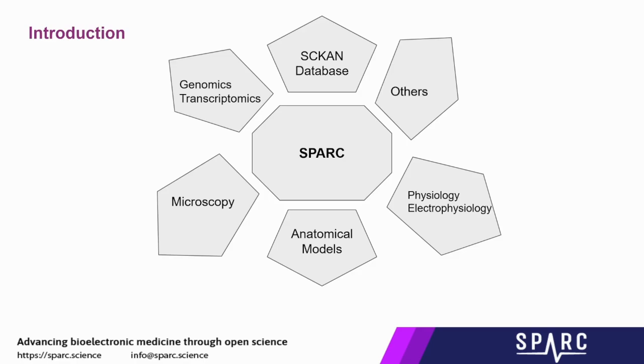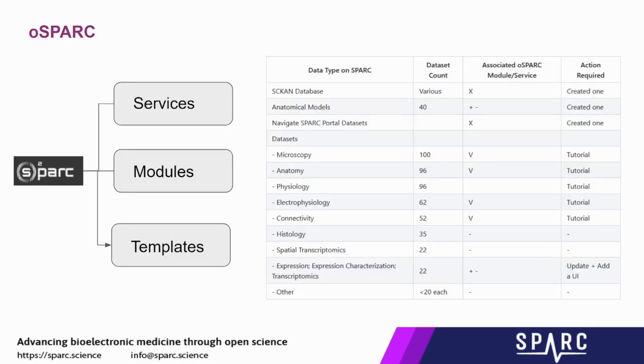The Spark databases provide multiple datasets, such as anatomical models, neural connectivity data via the SCAN database, physiological and electrophysiological data, genomics data, and many more. To supplement this, OSpark is a platform provided by Spark, which consists of services, code templates, and modules to manage multiple Spark data types. However, there are not tools for all data types.